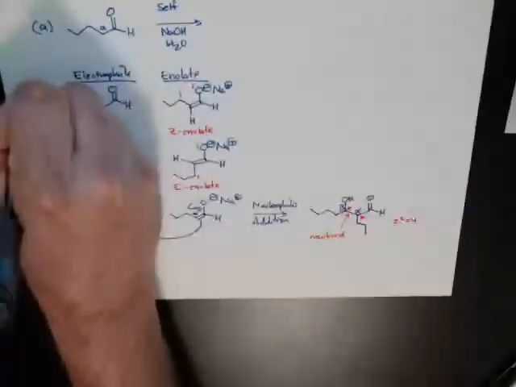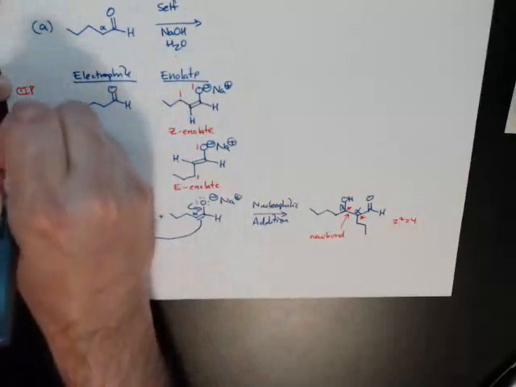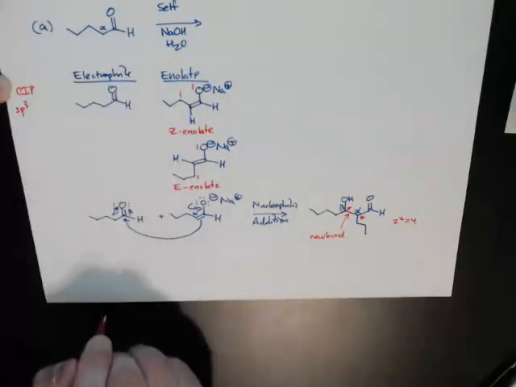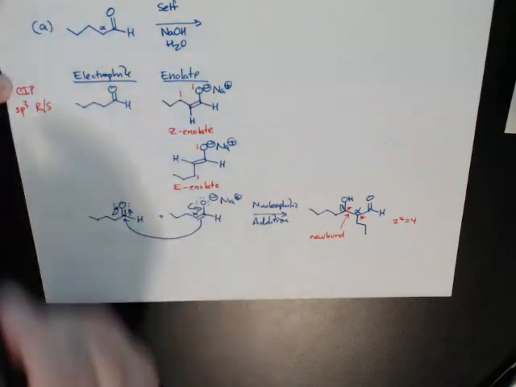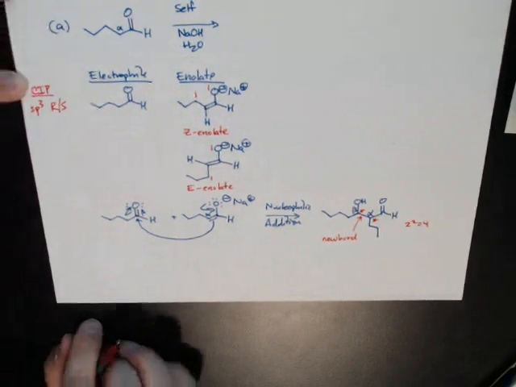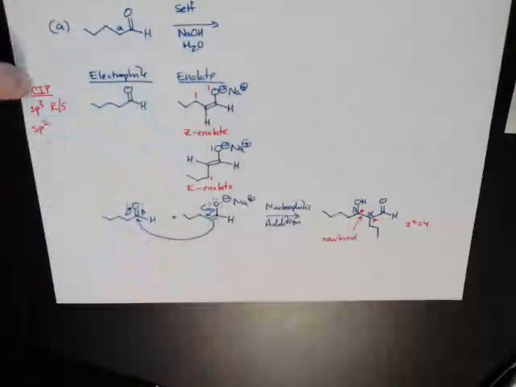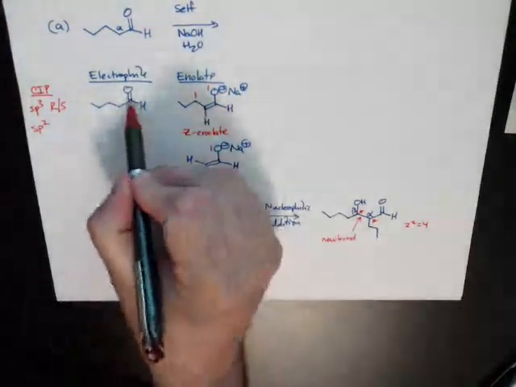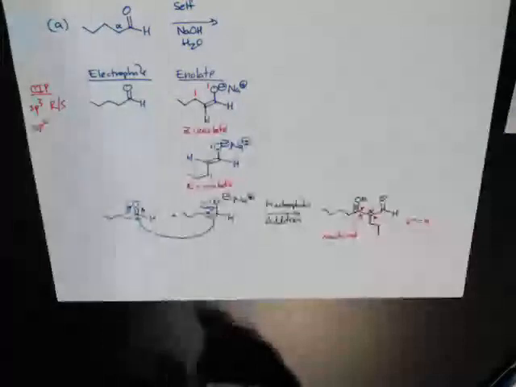So we've seen before, for Cahn-Ingold-Prelog, an sp3 hybridized carbon can be R or S. But we really haven't seen anything for sp2 hybridized carbon yet. This is an sp2 hybridized carbon. This also can have rules for Cahn-Ingold-Prelog.